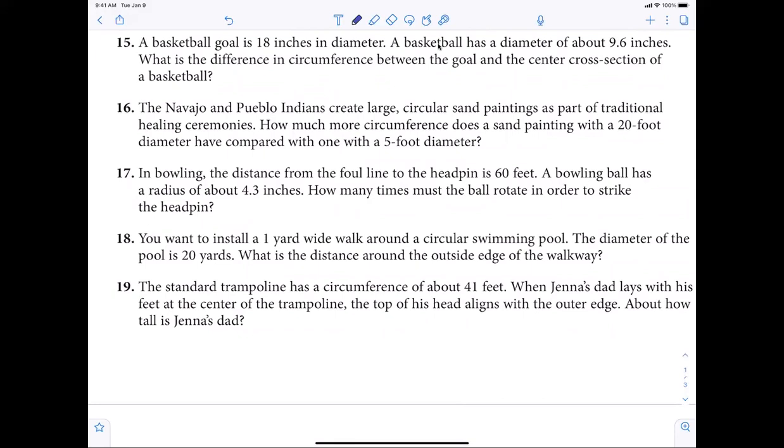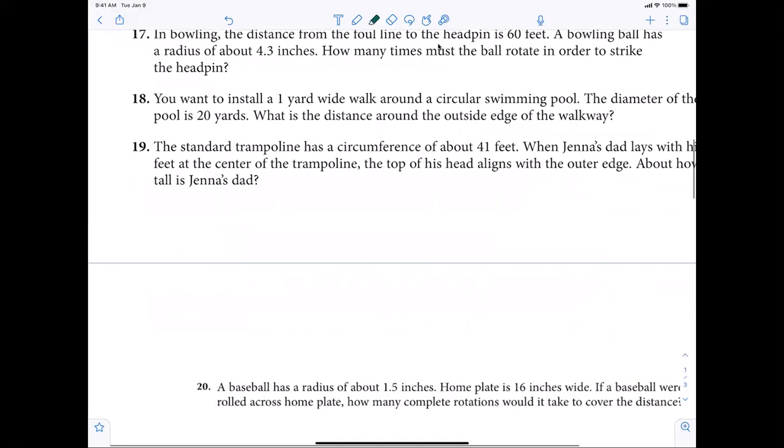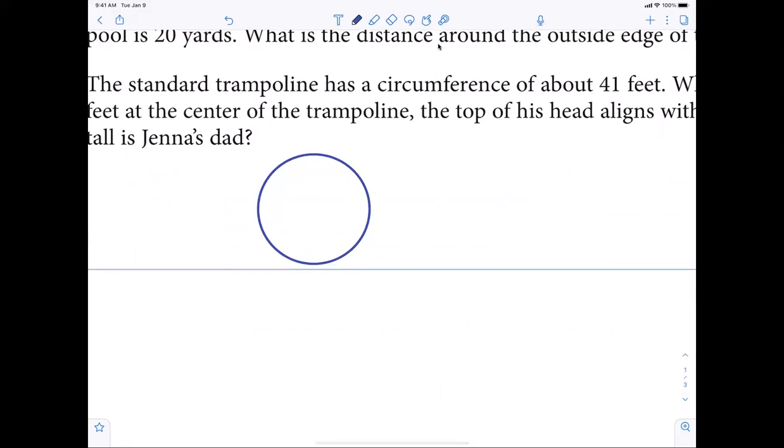Okay, so what I'm going to do is come down here. I'm going to draw two circles. One circle has a diameter of what? 20. Not the radius, right? No. So the diameter is 20. And then I'm going to draw another circle that has a diameter of what? Of 5. So we want to know how much is the difference in the circumference?